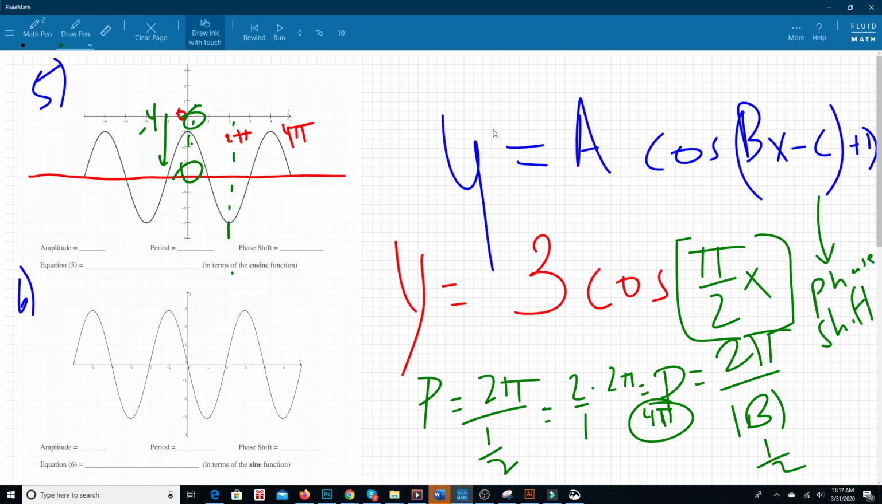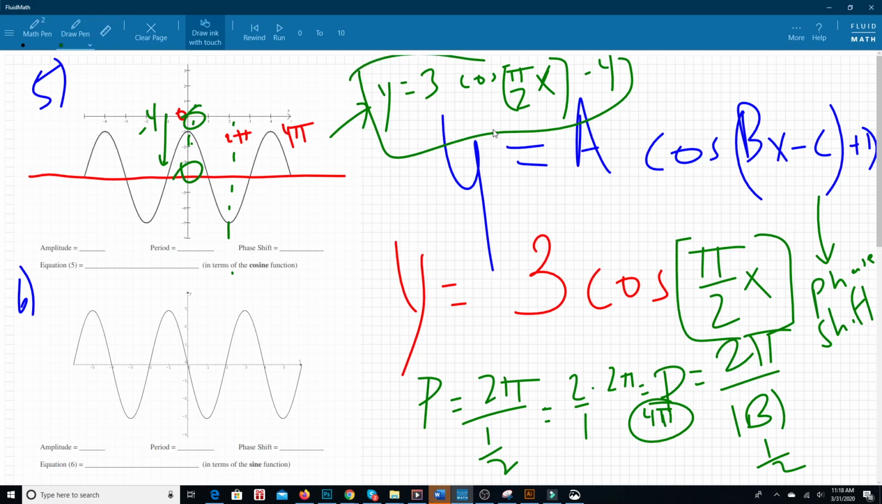Right? Everyone get that? Let's go on to question 6, all right? So our final answer is, sorry, let me put a final answer right here. Final answer is going to be y equals 3 cosine pi over 2 x minus 4. Right? There's no question on that. I'm going to move on. Okay?